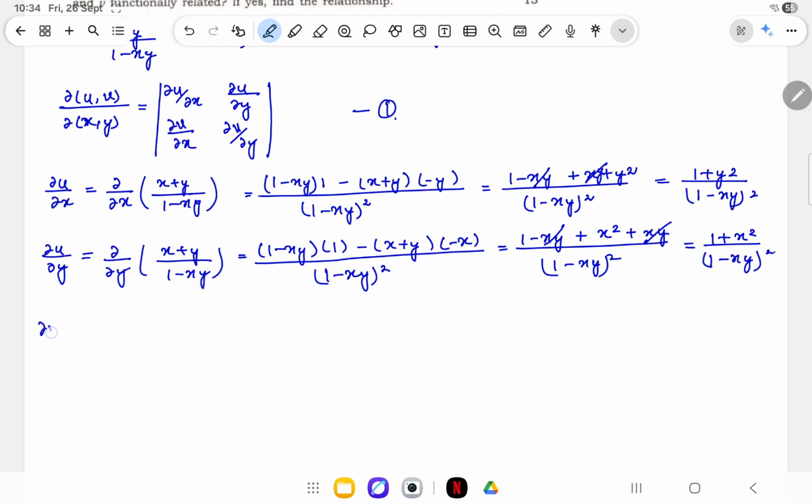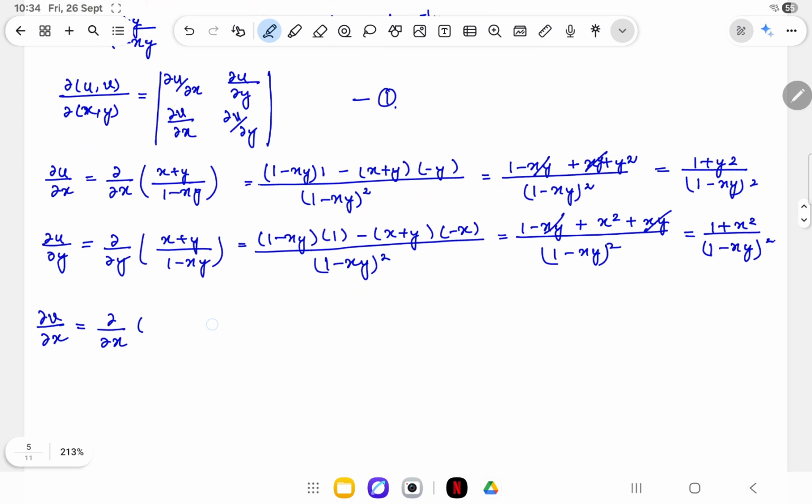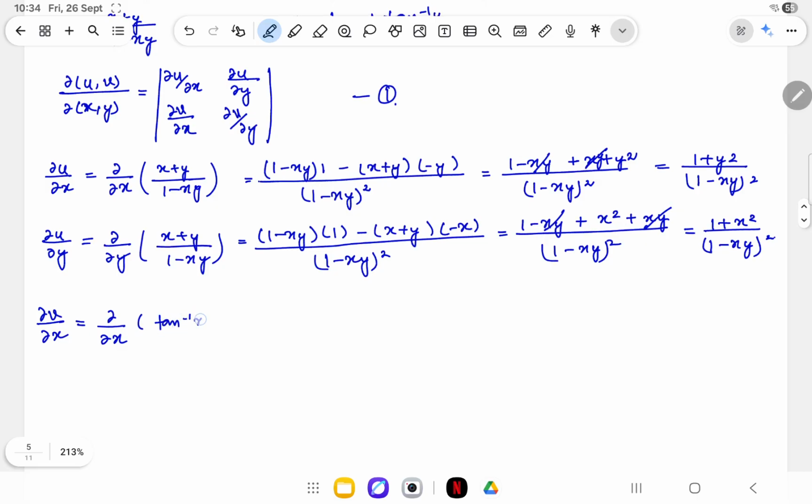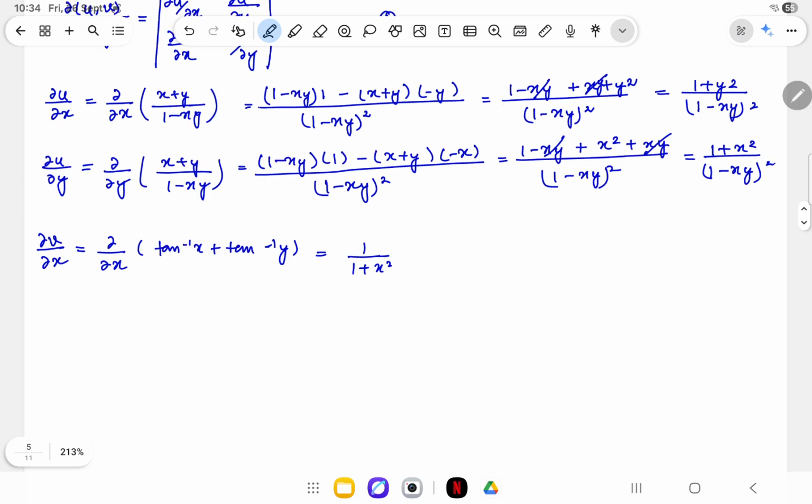Now let's find the partial derivative of v with respect to x. That will be ∂/∂x of v, that is tan inverse x plus tan inverse y, and the partial derivative of tan inverse x will be 1 by (1 plus x square), and the other term will be 0. Likewise, the partial derivative of v with respect to y, ∂/∂y of tan inverse x plus tan inverse y, will be equal to 1 upon (1 plus y square).